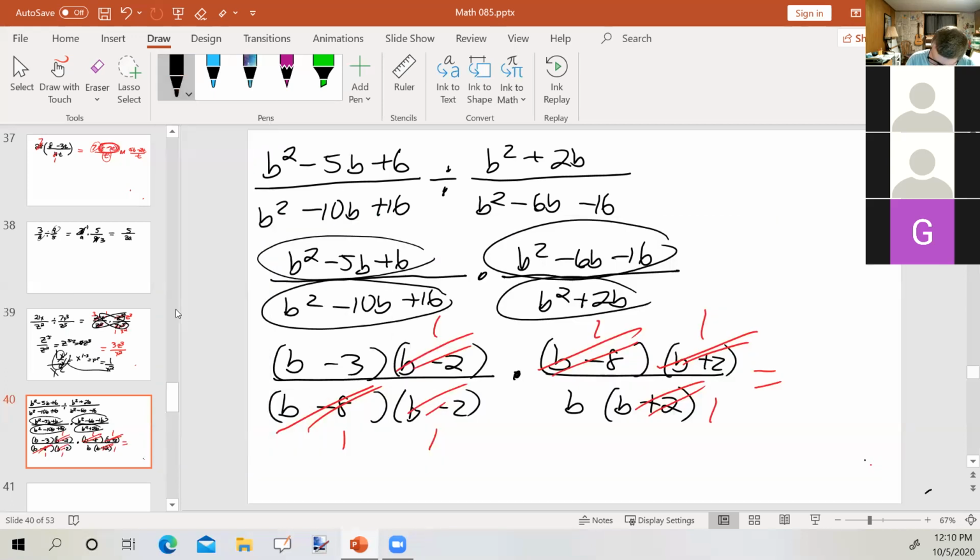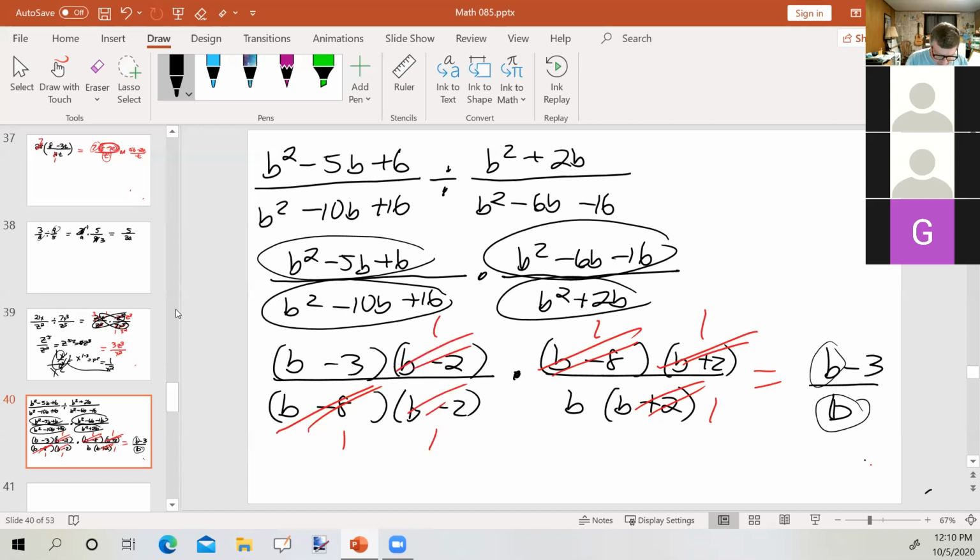So what have I got left? Up on top, I've got b minus 3. On the bottom, I've got b. And I can't reduce those b's because up on top, the b is not a factor. b minus 3 is a factor, but this is not a factor. This one is, but they have to both be factors of the entire numerator and entire denominator to reduce them out. All right.